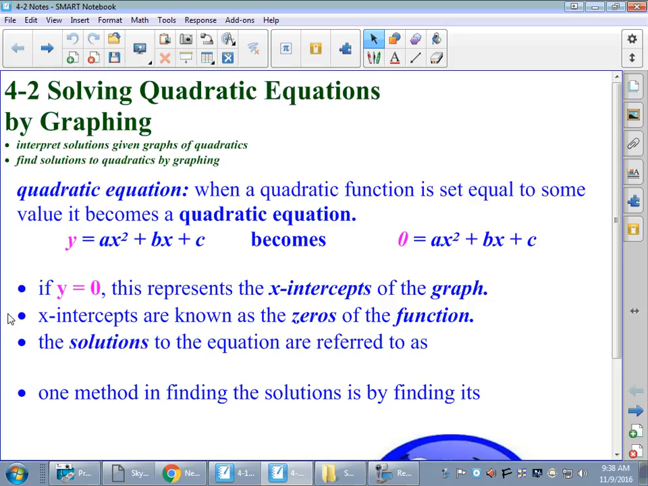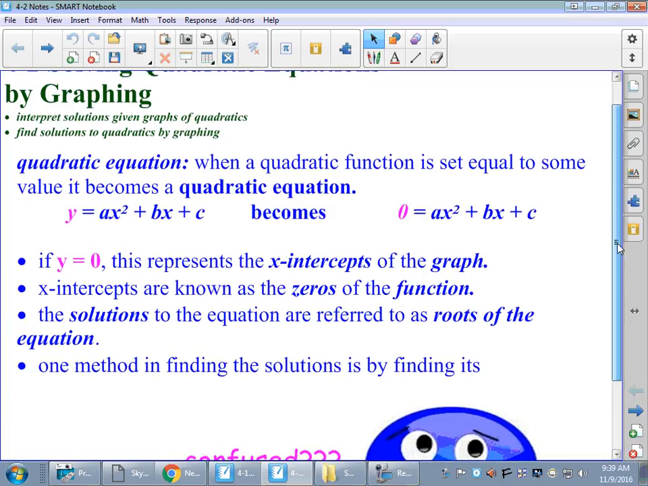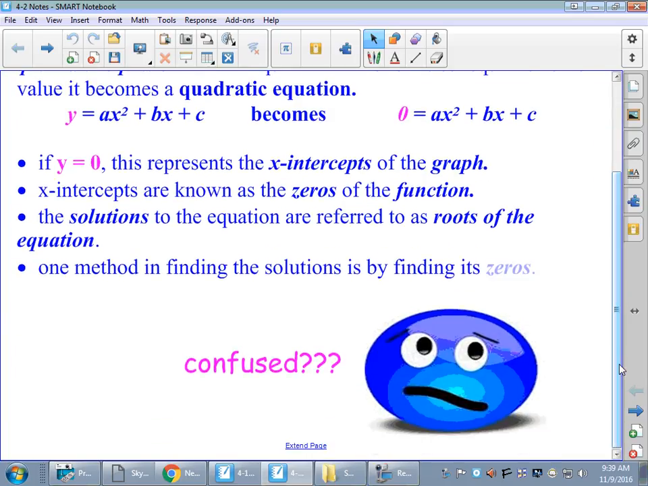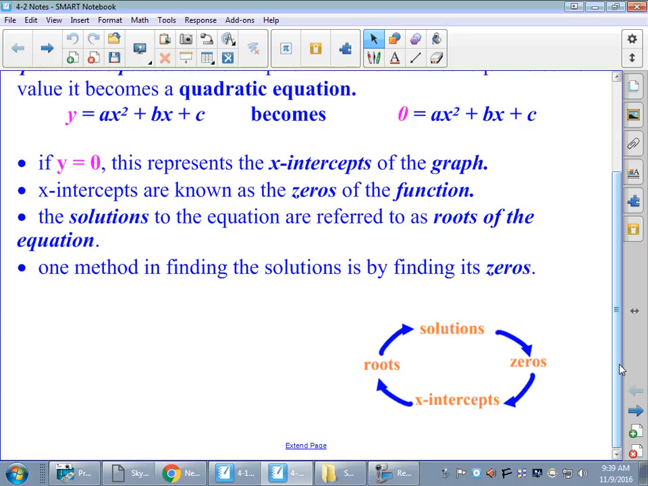The solutions to the equation are referred to as the roots of the equation. So it's asking us to solve, so we're finding the solutions. The solutions, roots, zeros, x-intercepts are all basically saying the same thing. One method for finding the solutions is to find its zeros by graphing. So I just want you to understand that right now, until we get into more detail, but right now we're just going to use these terms interchangeably.